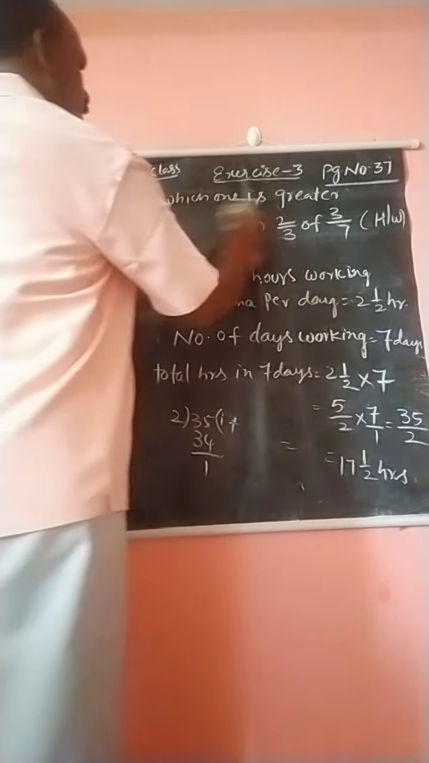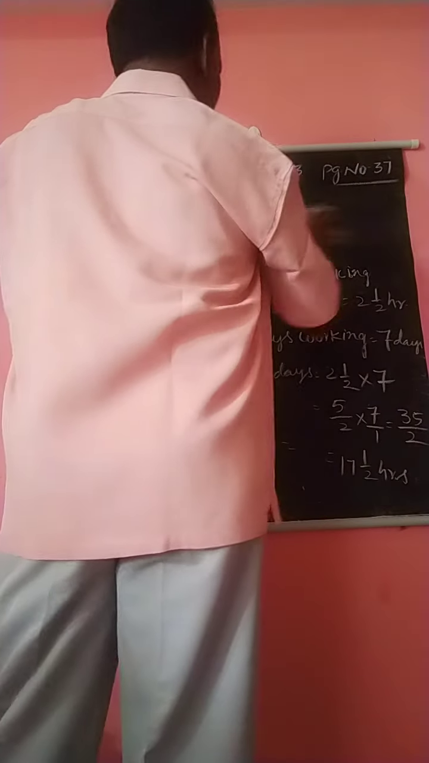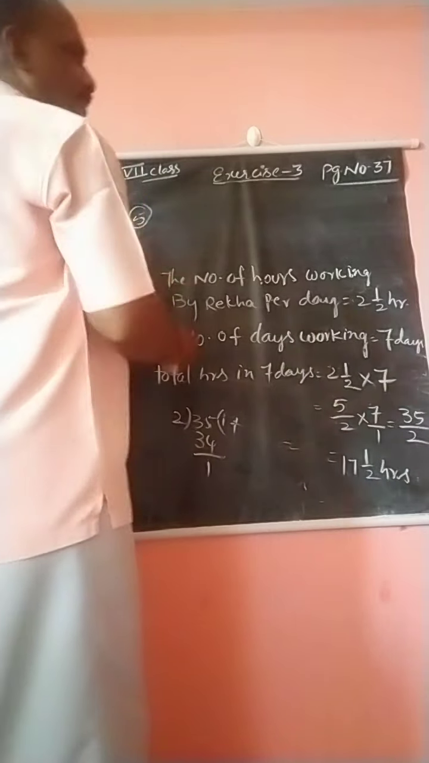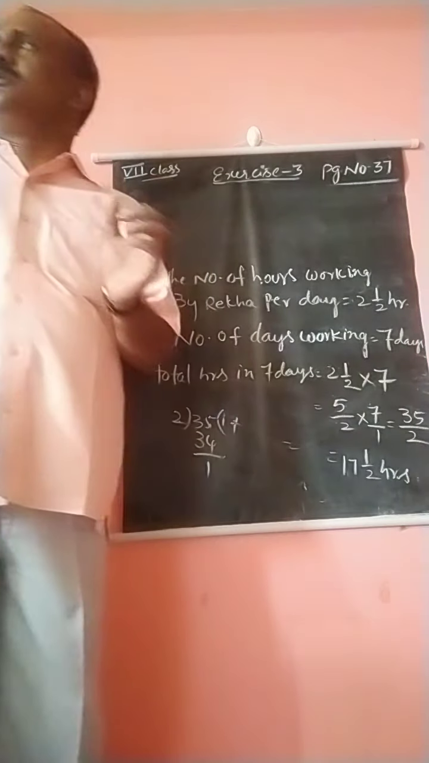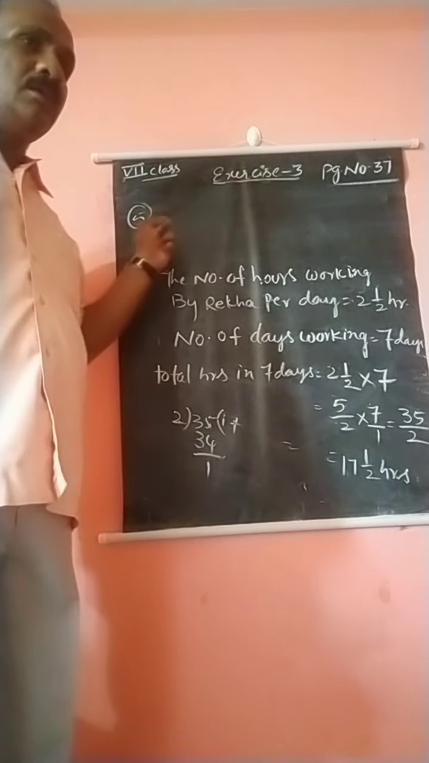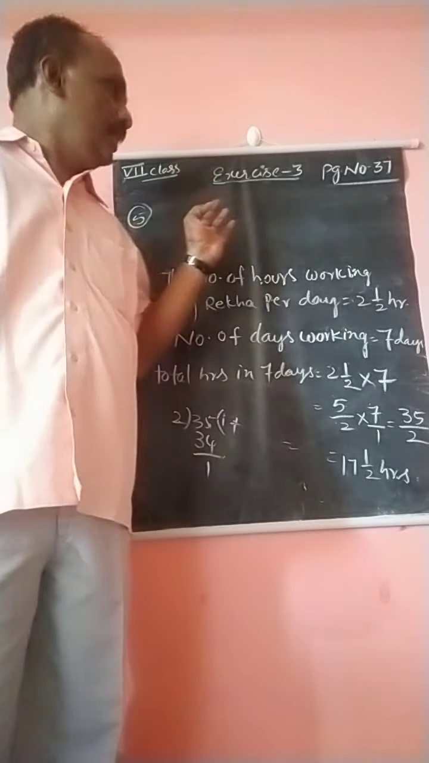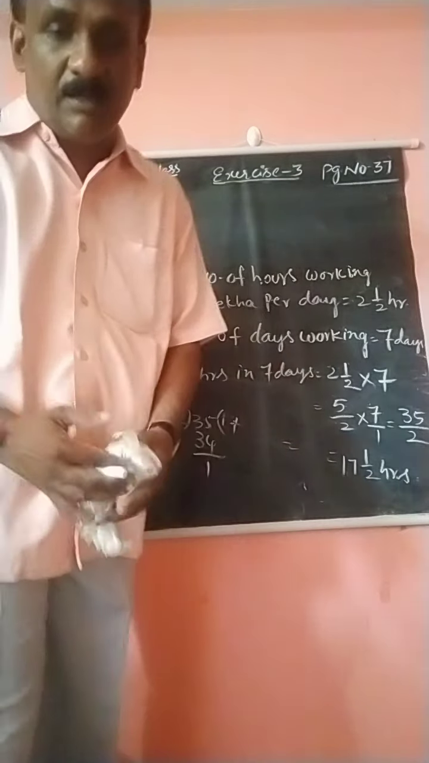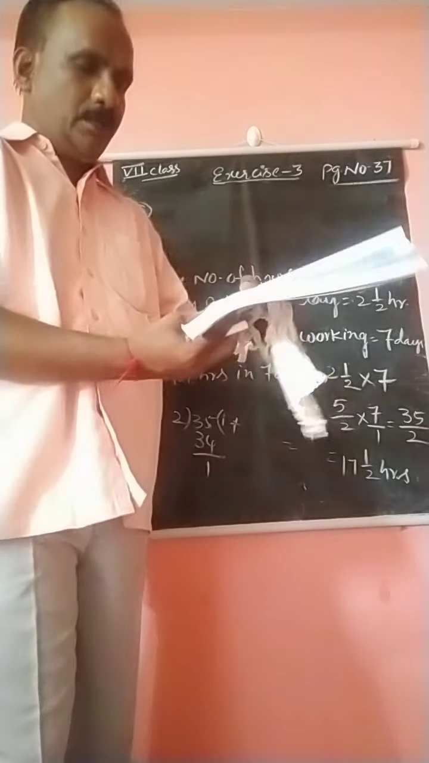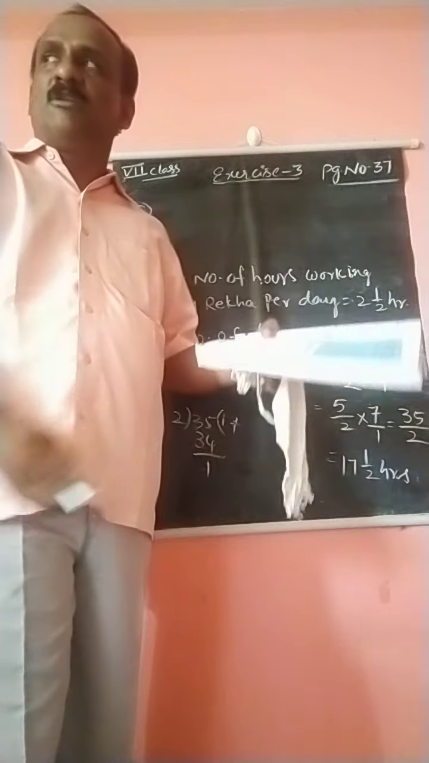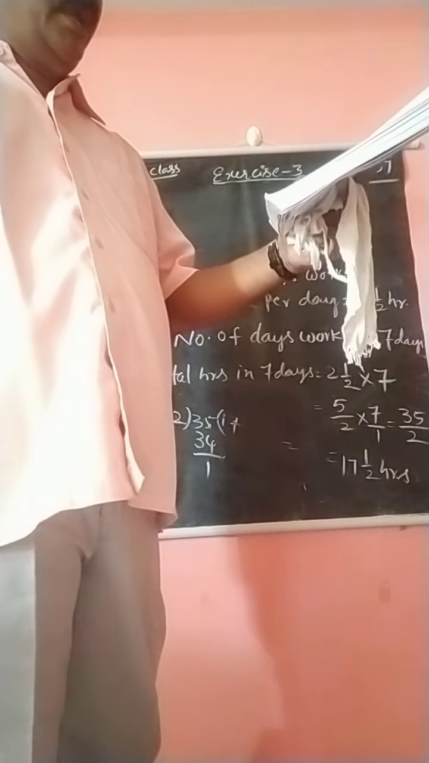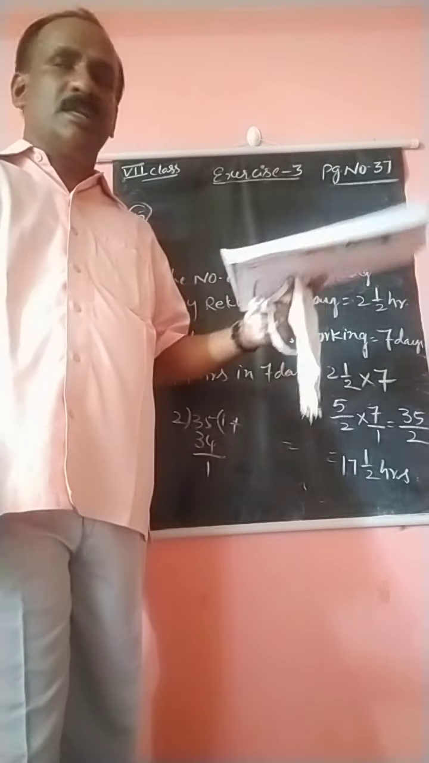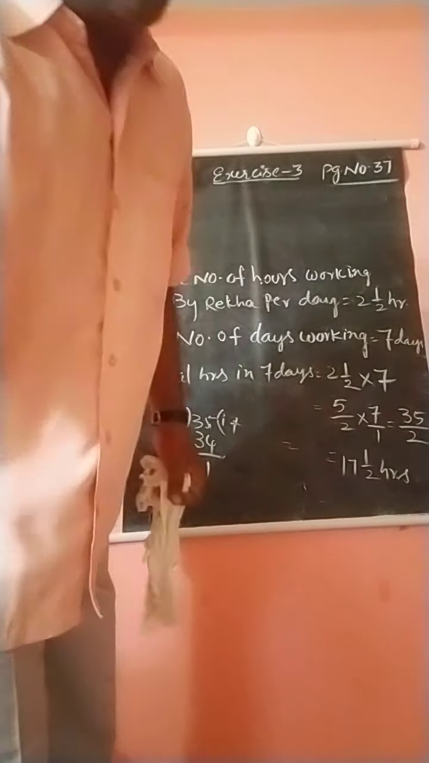Children, the fifth problem is given. See your textbooks. Without a textbook, it is difficult to do problems. Children should buy your textbooks, verify and follow the textbooks. With 1 liter of petrol, 8 kilometers distance is covered. So what is the distance covered in 10 2 by 3 liters of petrol?